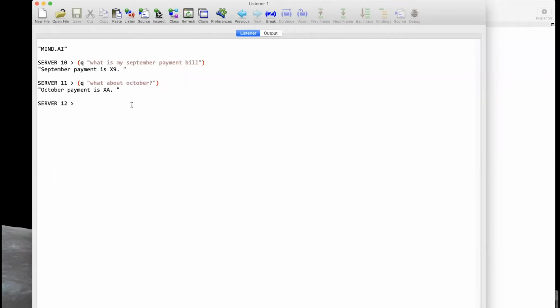Got it. Can we ask in any other ways? Yeah, you know what? As a chatbot, we want to be able to handle something like this, right? Just November. So we know that we're still talking about payments. That's still in the session context. So therefore, when we just say November, we get the correct answer.